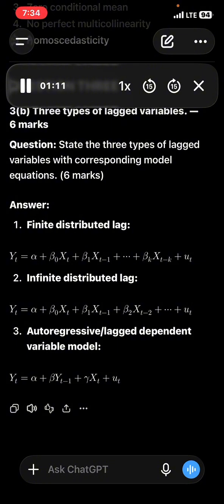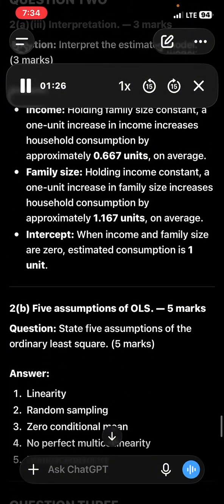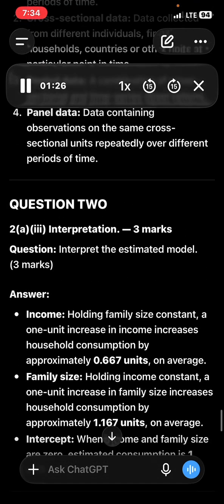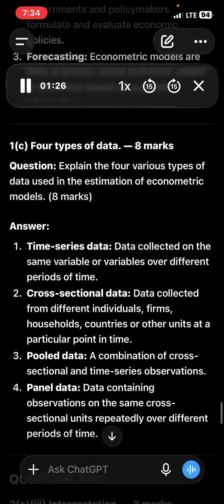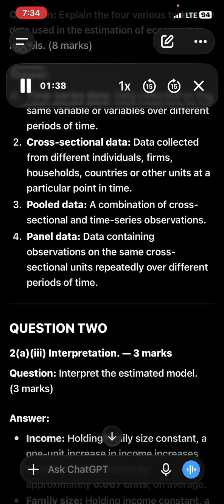Question 1B, 3 major aims of econometrics. 6 marks. Question. Explain the 3 major aims of econometrics. Answer. 1. Testing economic theories. Econometrics is used to test whether economic theories are supported by actual economic data. 2. Policymaking. Econometrics provides quantitative information that helps governments and policymakers formulate and evaluate economic policies. 3. Forecasting. Econometric models are used to predict future economic values or behavior based on available information.